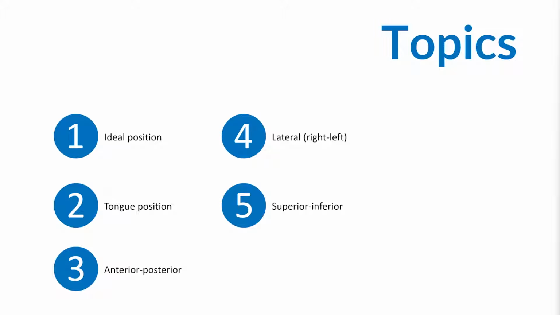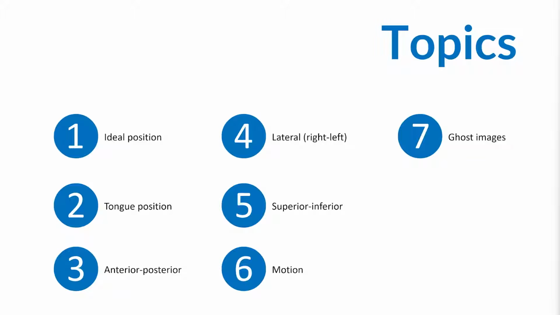In section 5, we'll talk about superior-inferior position error. This means that the chin is either tilted upwards or chin is down. This is also a very common positioning error. If the patient moves a lot, the motion errors are easy to identify. Subtle motion errors can be difficult. So we'll review a few images that show mild or significant motion artifacts. In section 7, we will review the concept of ghost image and real image.